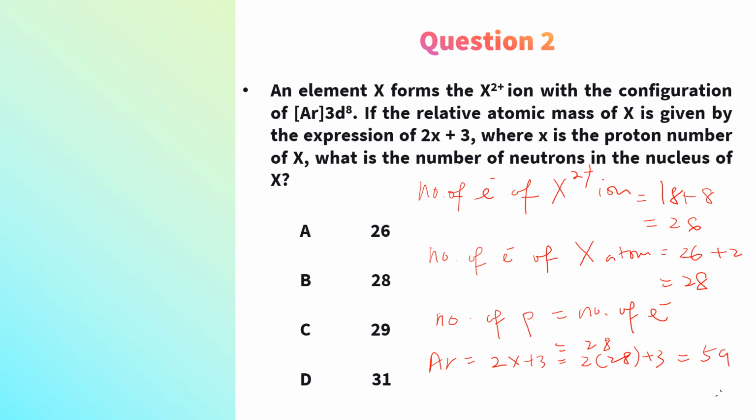So for the number of neutrons, you can use this relationship, A equals P plus N, so the number of neutrons equals A minus P. So you will get 59 minus 28, so the answer will be 31. So 31 is the answer.